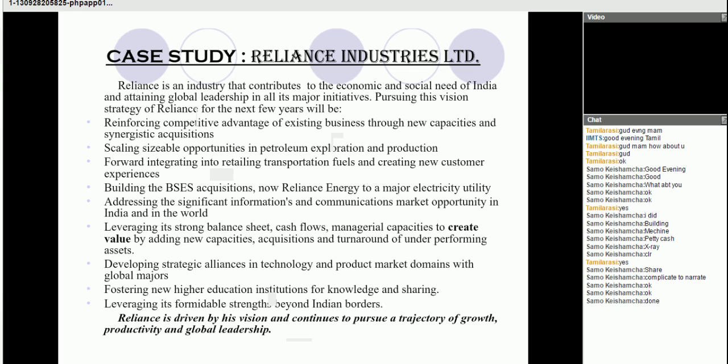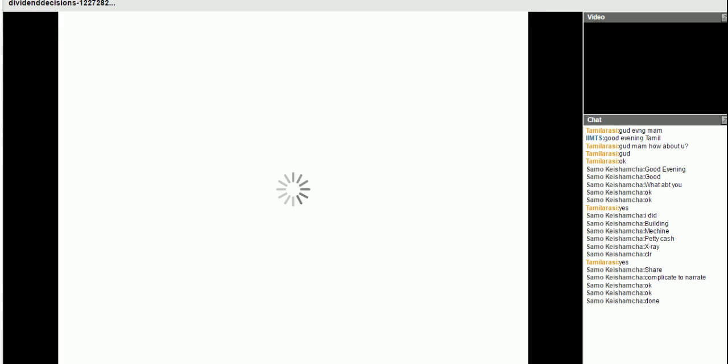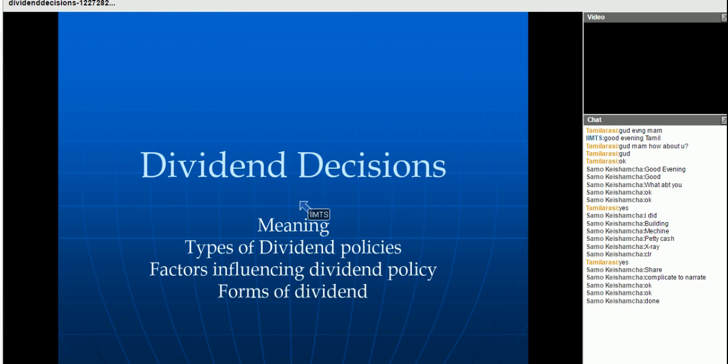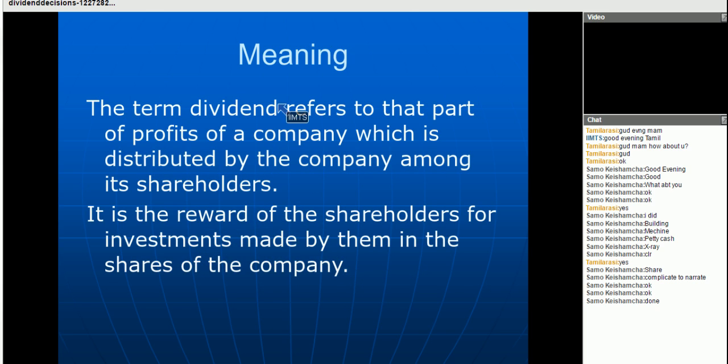Okay. This is the end of this PPT. So now we go to the next one, that is on dividend decisions. We have seen that dividends are very important for a firm. How these decisions on dividends are made, that we are going to see.